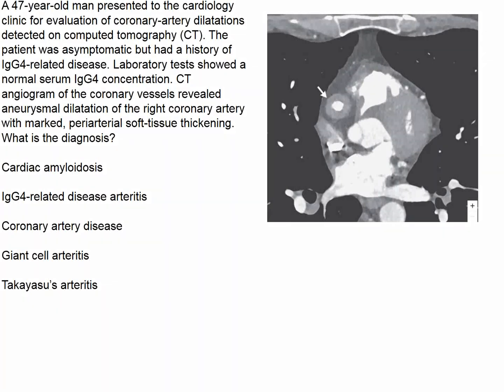And what he has is an aneurysmal dilatation of a coronary artery. And we're offered amyloidosis, IgG4 related disease, coronary artery disease, giant cell arteritis, and Takayasu's arteritis.